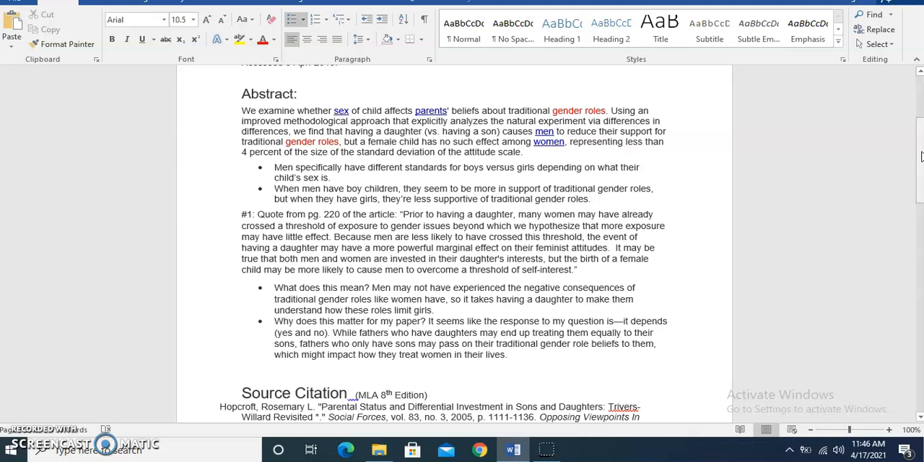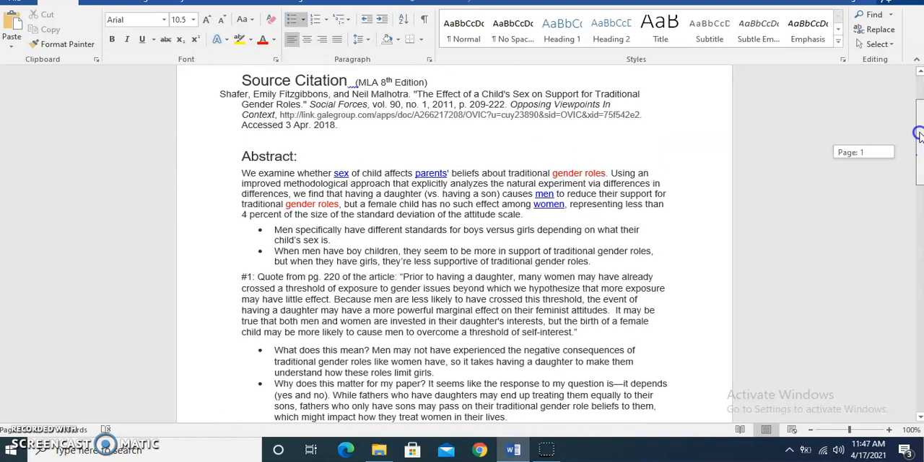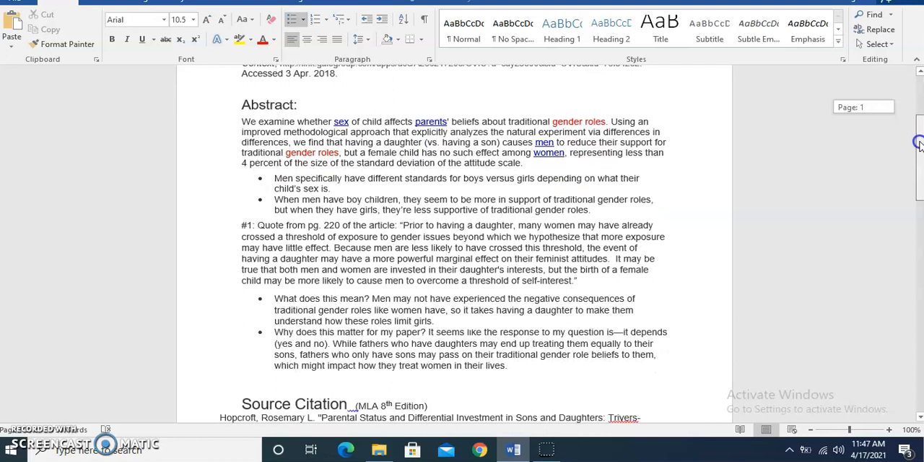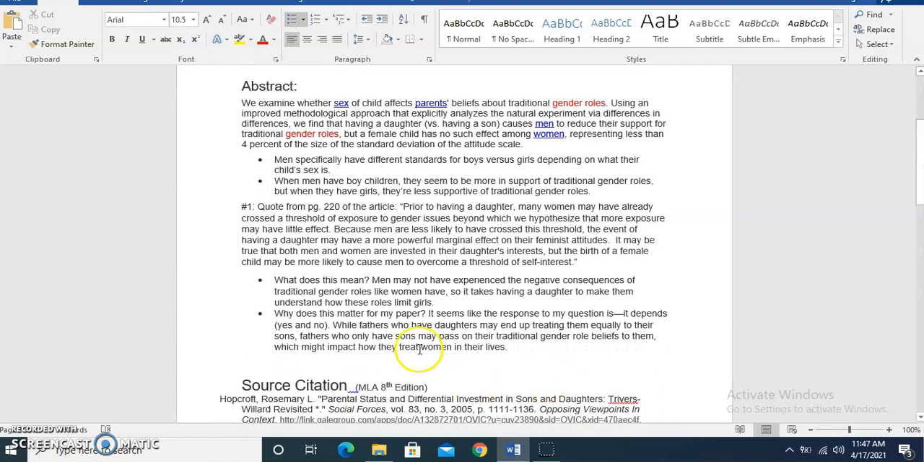So then I always want to kind of jot down, so why does this matter? How does this article have value for my paper? Because again, this is something you probably want to explicitly say in the paragraph. Otherwise, the audience isn't going to see what this has to do with your point. So again, I would want to look back at my question. Do parents have different hopes and standards for their sons than for their daughters? And talk about how this article answers that question.